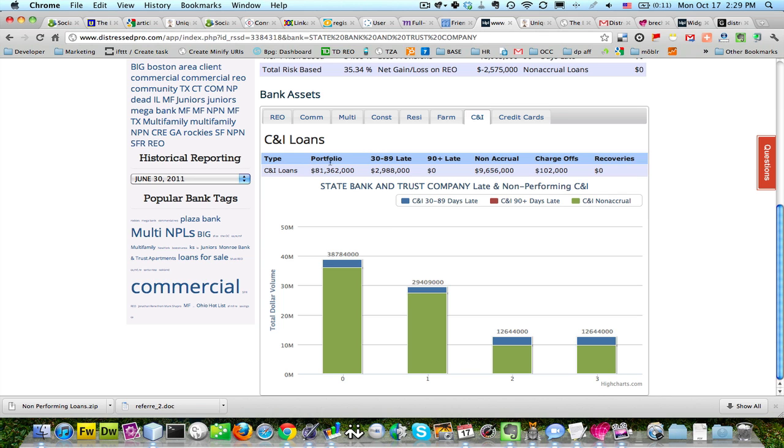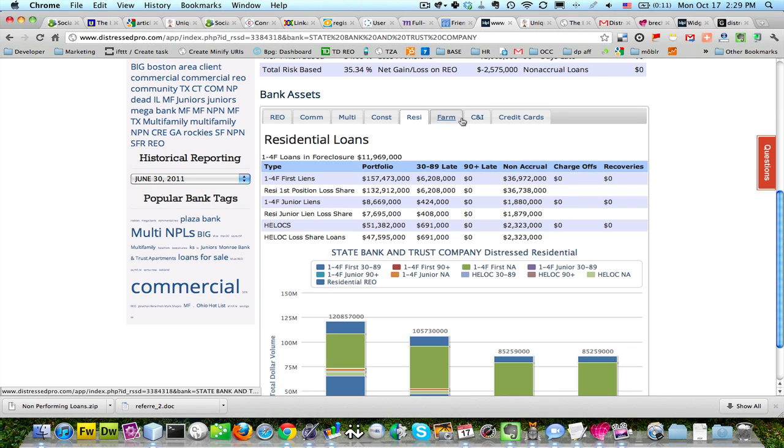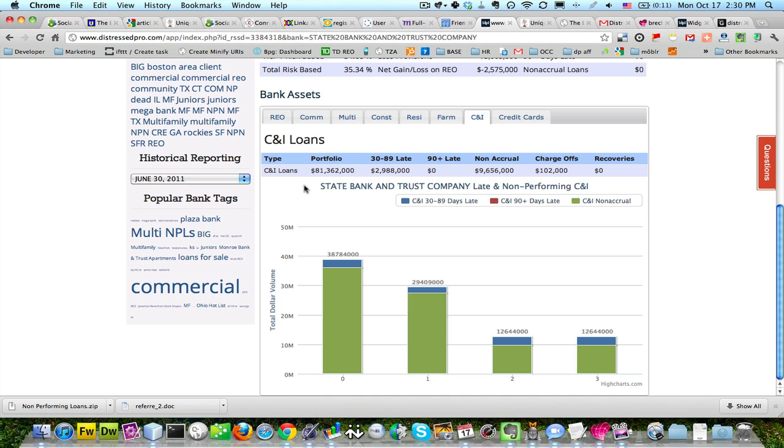Okay, and we can see for each one of these, if you haven't noticed already, they're categorized by the total portfolio, then 30 to 89 days late, 90 plus days late, and non-accrual, which is also non-performing, and then charge-offs. This is how much they're writing down. What all this means to you, I've covered all this in various documentation that's available to subscribers.